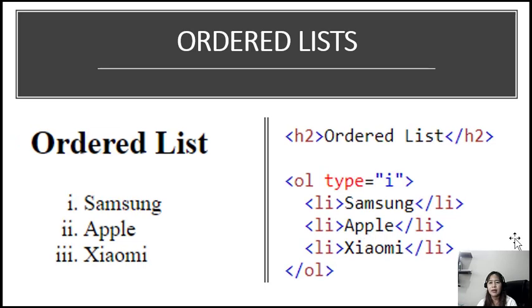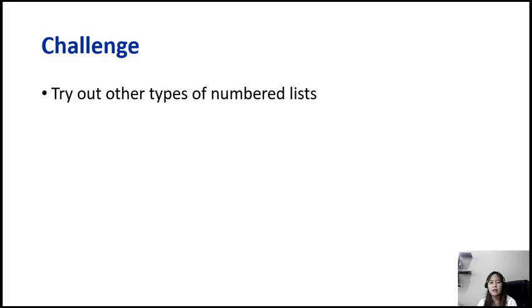Right? So if you change this one to small letter i, for instance, then instead of using numbers 1, 2, and 3, it will use the Roman numerals i, ii, and iii in small letters. You change this one to capital I, and that will also be in capital letters. So it's actually very simple once you understand the logic. So the challenge at this point is I want you to try out other types of numbered lists. You use capital A, small letter i, capital I, and you try to add more items in your ordered list.